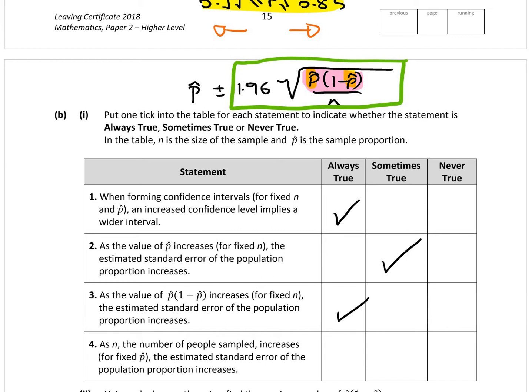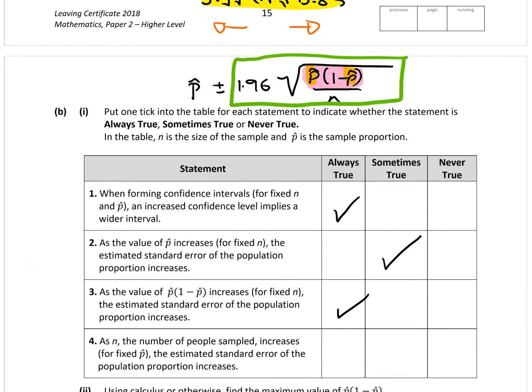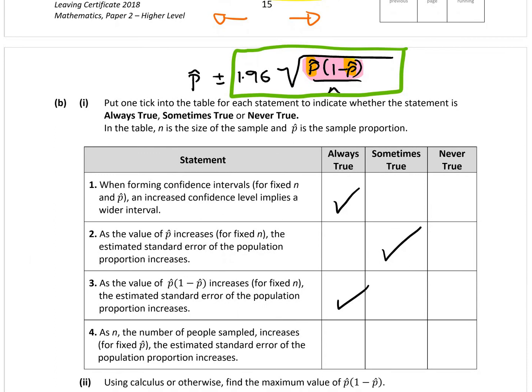As n, the number of people in the sample, increases for a fixed p hat, the estimated error of the population increases. Now it's saying that if the denominator increases, then the error increases. Well, as the denominator increases, the error decreases, because we want more people in our sample. That means there's less margin of error. So if there's less margin of error, then that's never true.